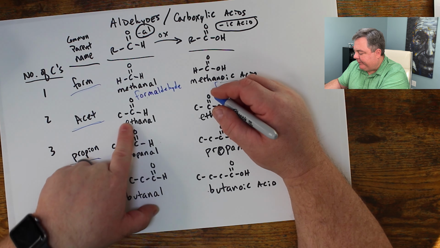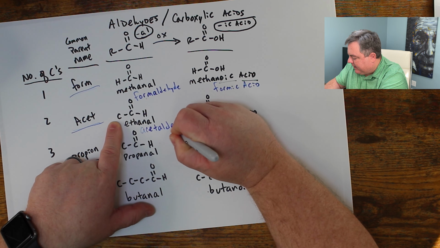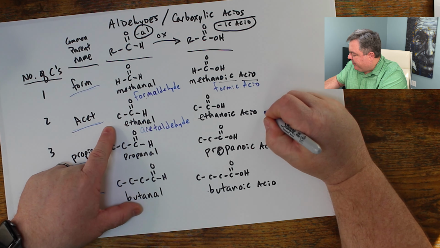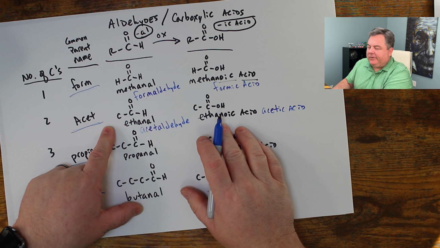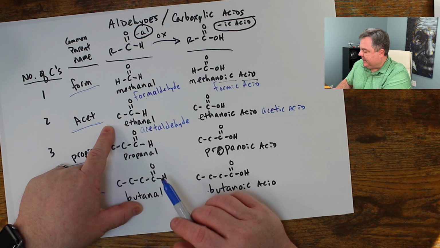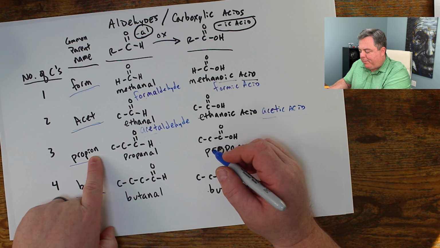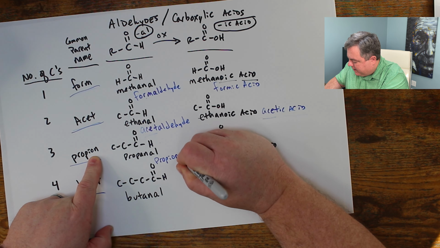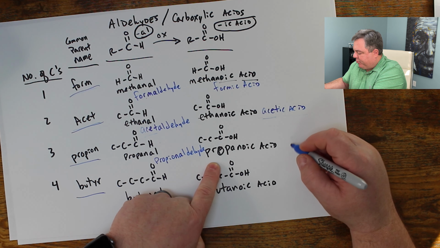Acete means 2 carbons. So this is the aldehyde from 2 carbons. So acetaldehyde. Now the carboxylic acid is more familiar to us. That would be acetic acid. And acetic acid, that's of course vinegar. So acetic acid is ethanoic acid, 2 carbon carboxylic acid. Acete, 2 carbons. So instead of propanal, this will be propionaldehyde. And this would be propionic acid.